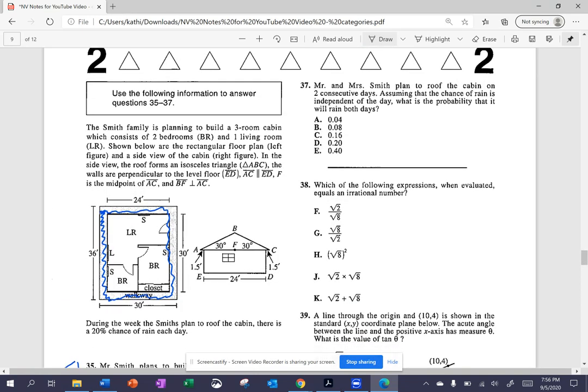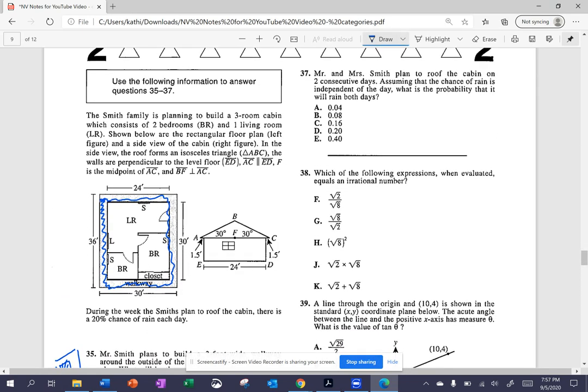Okay, let's try 37. Mr. and Mrs. Smith plan to roof the cabin on 2 consecutive days. Assuming that the chance of rain is independent of the day, what is the probability that it will rain both days? So in probability, when we're doing them consecutively, this is an and. So and means multiply my probabilities.